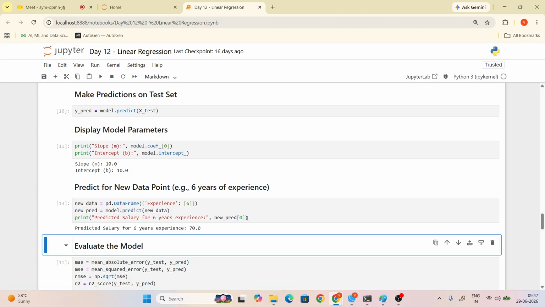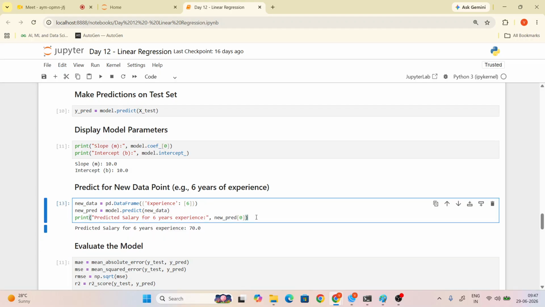So the predicted data is getting stored in a data frame. The array index is zeroth. That's why you are printing out the 0th index.